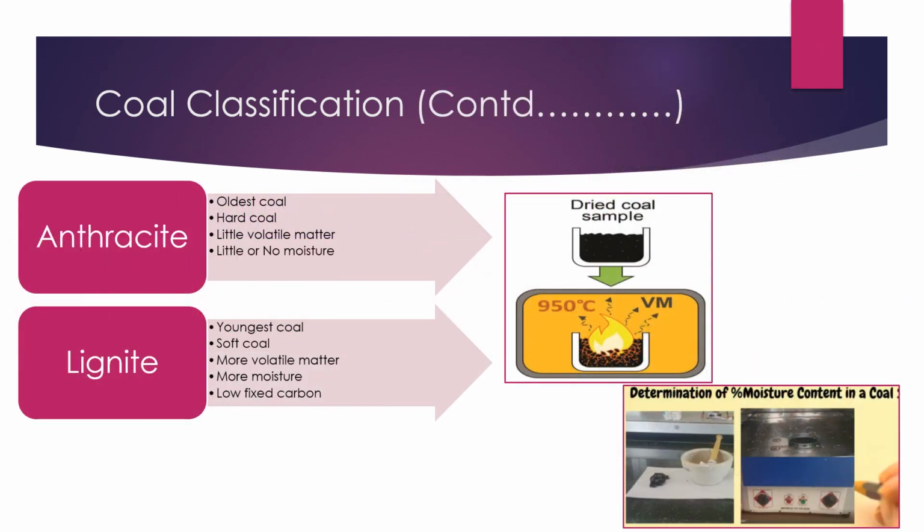Now, let us discuss more about coal classification. Anthracite is the oldest coal from a geological point of view. Lignite is the youngest coal from a geological standpoint. Anthracite is hard coal, whereas lignite is soft coal. Anthracite consists of little volatile matter and little moisture, whereas lignite consists of more volatile matter and more moisture.